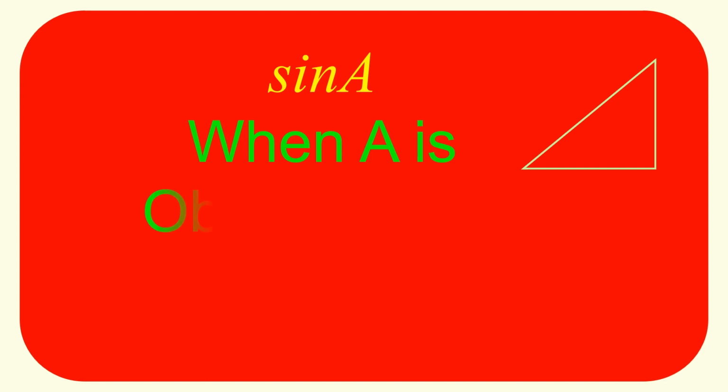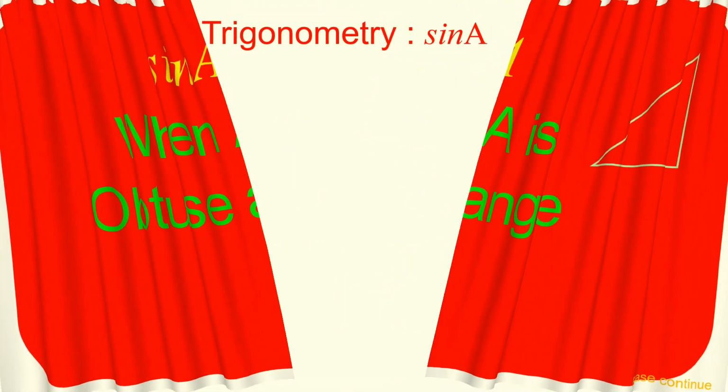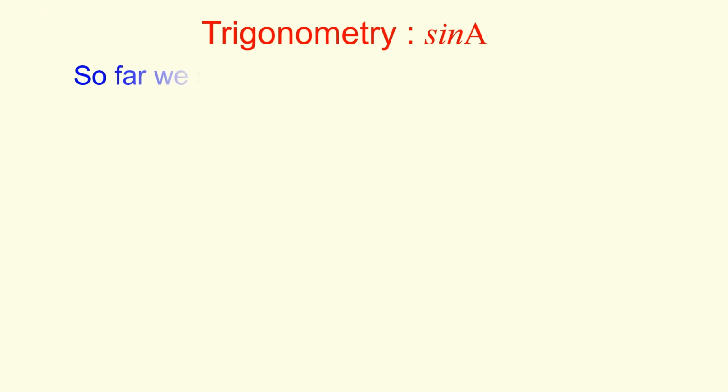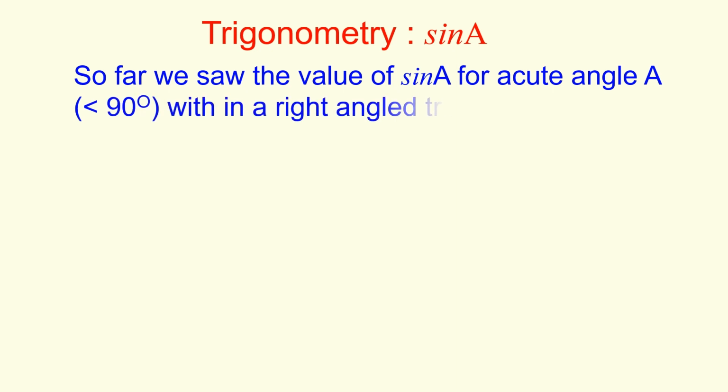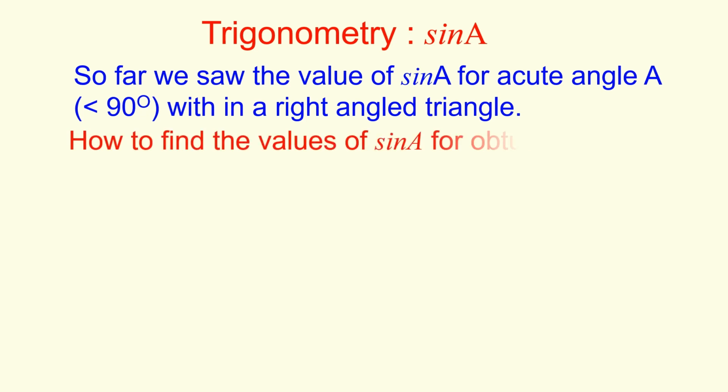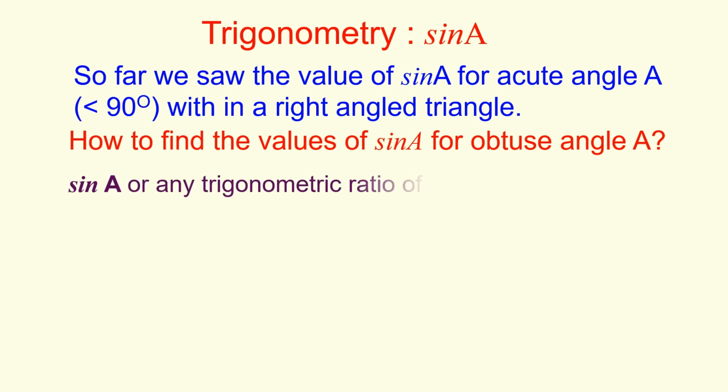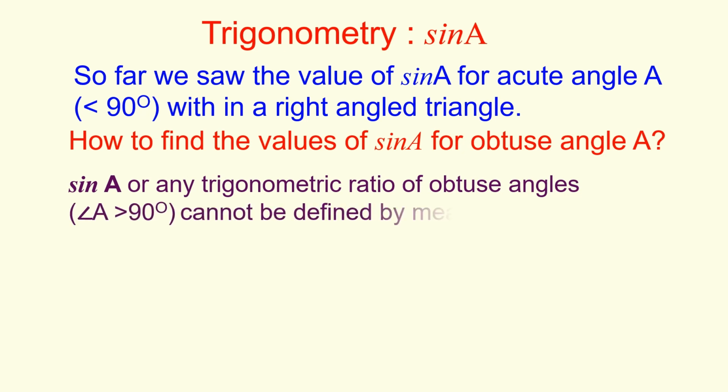Now explore the sine A when A is an obtuse angle, or angle A is more than 90 degrees. So far we saw the value of sine A for acute angle A, that is when the angle is less than 90 degrees within a right-angled triangle. How to find the values of sine A for obtuse angle A?